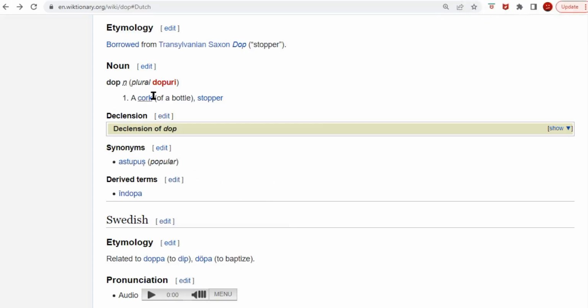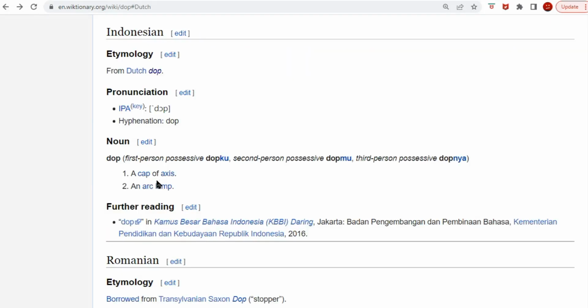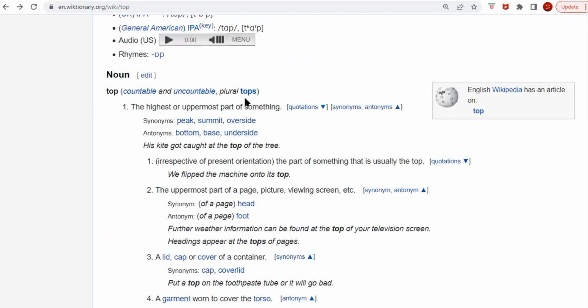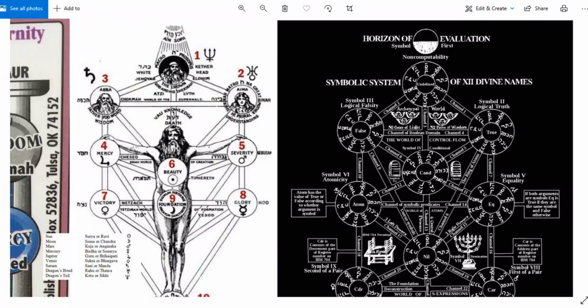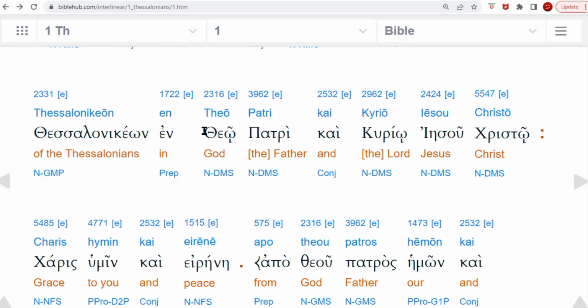A dop is a cork, a stopper. A dop, a stopper. A cap of axis. Or top, top of the tree. And so this Theo, you could just interpret as the, and then Omega, the great circle. Omega, the O great. The great circle, he, top of tree. He's the top of the three.